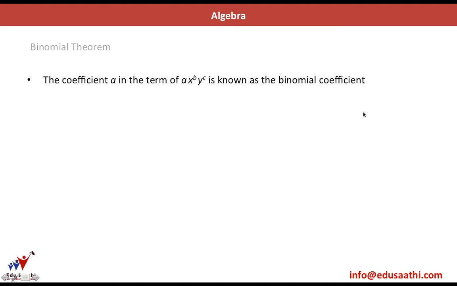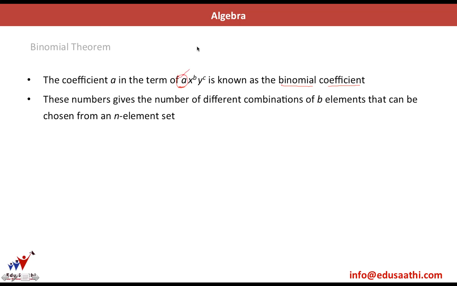So the coefficient that you have determined, a, is known as the binomial coefficient. We can find out this coefficient using the combinations formula. This number gives the number of different combinations of b elements that can be chosen from an n element set. What exactly is it?